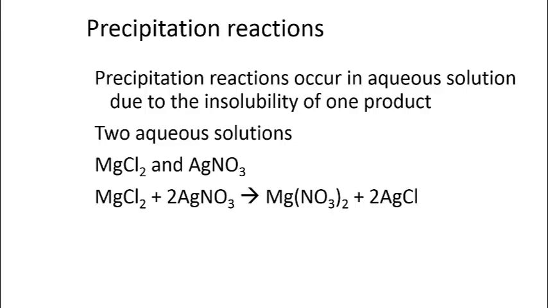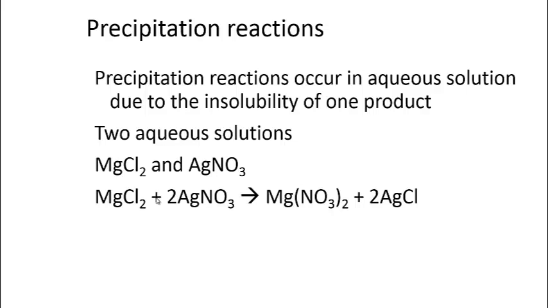Now, let's suppose that we are working in a laboratory and we mix together two aqueous solutions containing the ionic compounds magnesium chloride and silver nitrate. We can write the potential reaction as magnesium chloride plus silver nitrate. And this reaction has the form of an exchange reaction, or it's sometimes called a metathesis reaction.